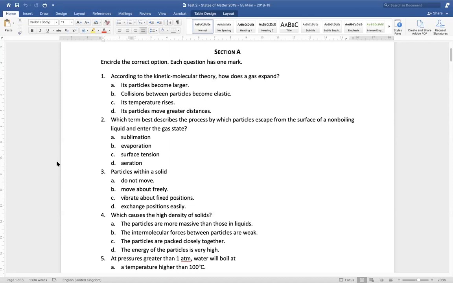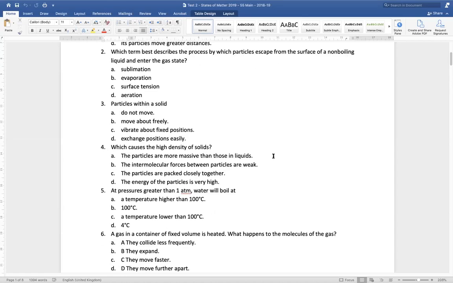It expands because particles go further away. The particles are further apart. That's it. And we say that their volume has increased. Yeah. The answer is D, yes. Which term describes the process by which particles escape from the surface of a non-boiling liquid and enter the gaseous state? This is evaporation. And we will talk about evaporation. Basically, evaporation is when high energy particles escape. When we study energetics, which is enthalpy changes, we will talk about how evaporation actually happens.